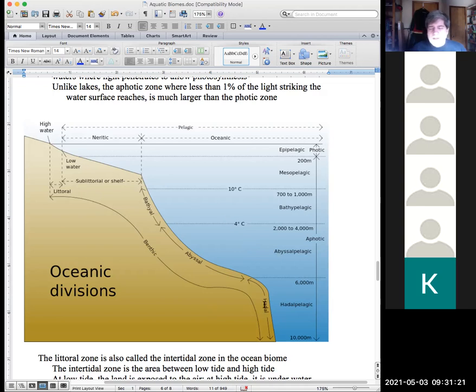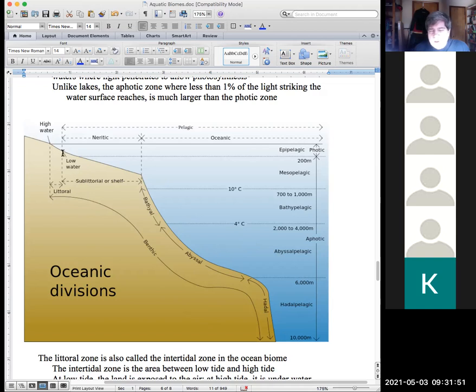Now, if we look at the land and we're thinking about the ocean where it butts up against a continent rather than a small island like the Hawaiian Islands, we see that this whole area that's underwater is the benthic zone again. So when we talk about benthic animals, we're talking about things that live on the bottom of the ocean.